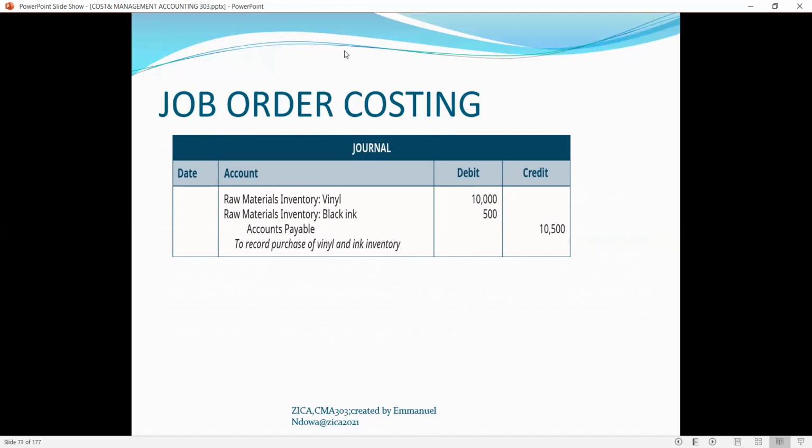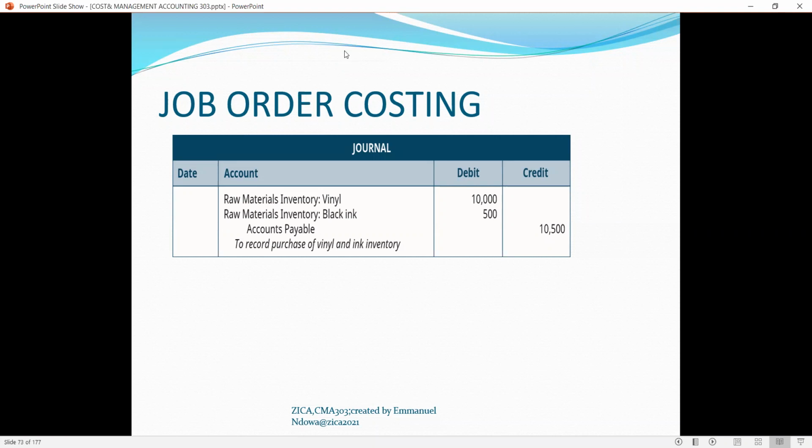Dinosaur is going to pay 10,500. The raw materials inventory is going to be 10,000, and the raw materials inventory black ink 500. So you can actually see that they are requesting two materials here, which are the vinyl and the black ink. That will accumulate to 10,500. You can see that these raw materials are being brought into the warehouse.